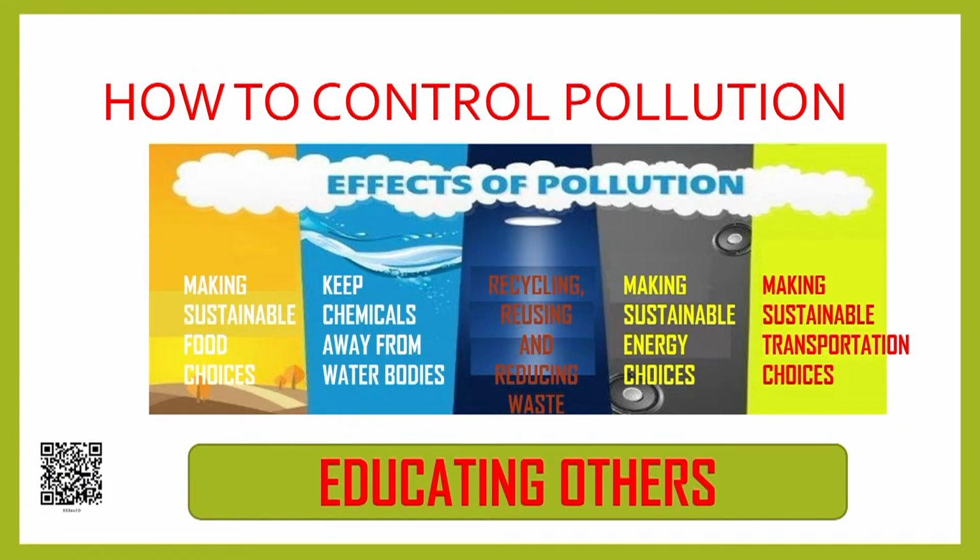Making sustainable food choices, recycling, reusing and reducing waste, making sustainable energy choices, keeping chemicals away from water bodies and making sustainable transportation choices. This can be followed by yourself, and we also have to educate others to follow these to control air pollution.